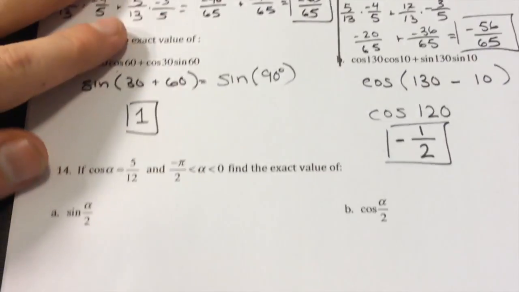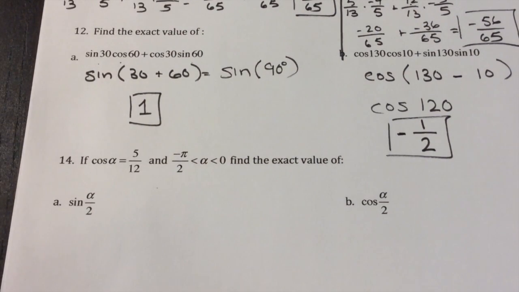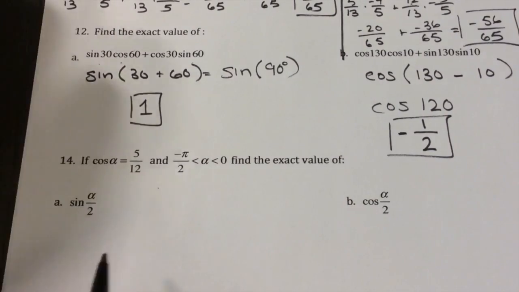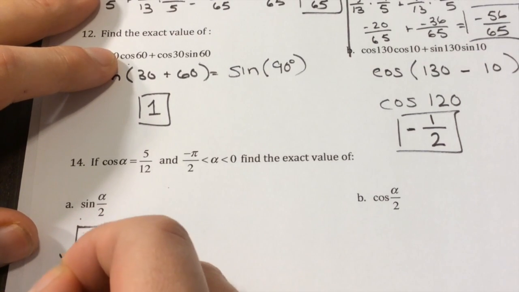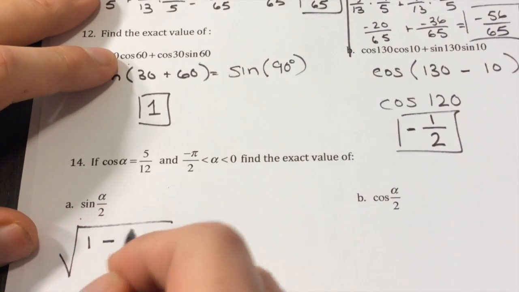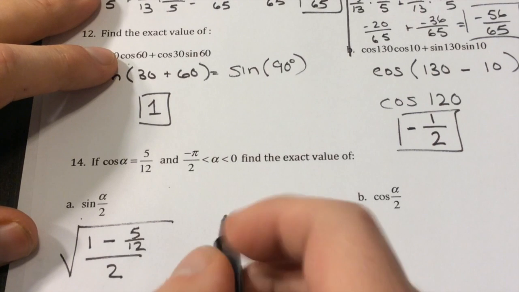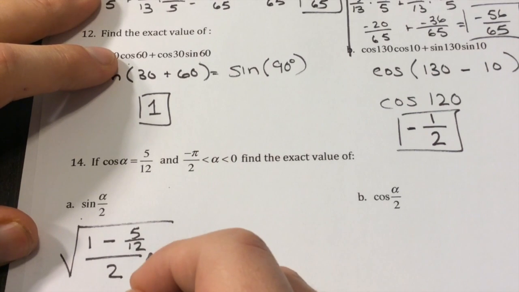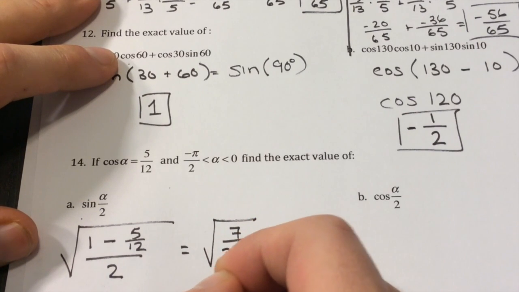Last problems. Again, let's keep that on the screen. So first, we're given this. Do we need to draw a picture? No, because we're just using the half angle formula. So what do we do? Sine is subtraction. 1 minus, what's the cosine of alpha? 5/12, over 2. So 12 minus 5 is 7. 7/12 divided by 2 is the square root of 7/24.